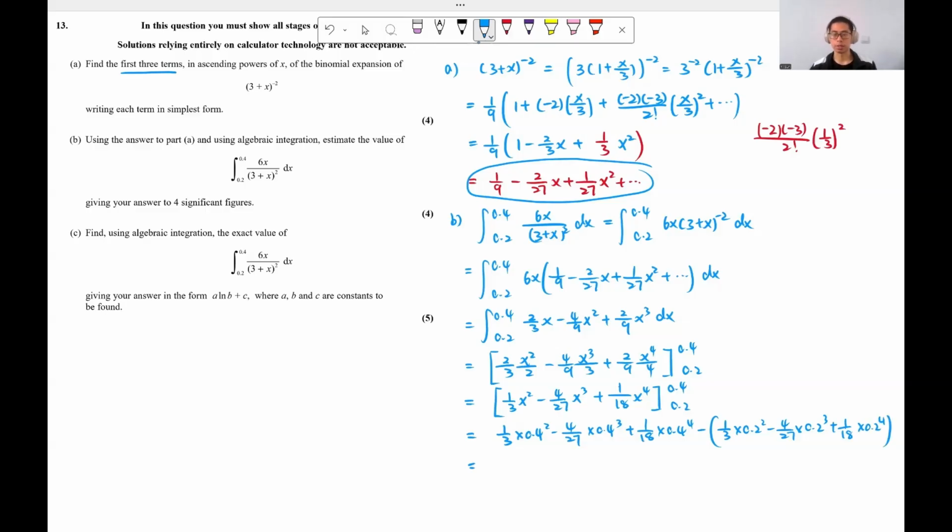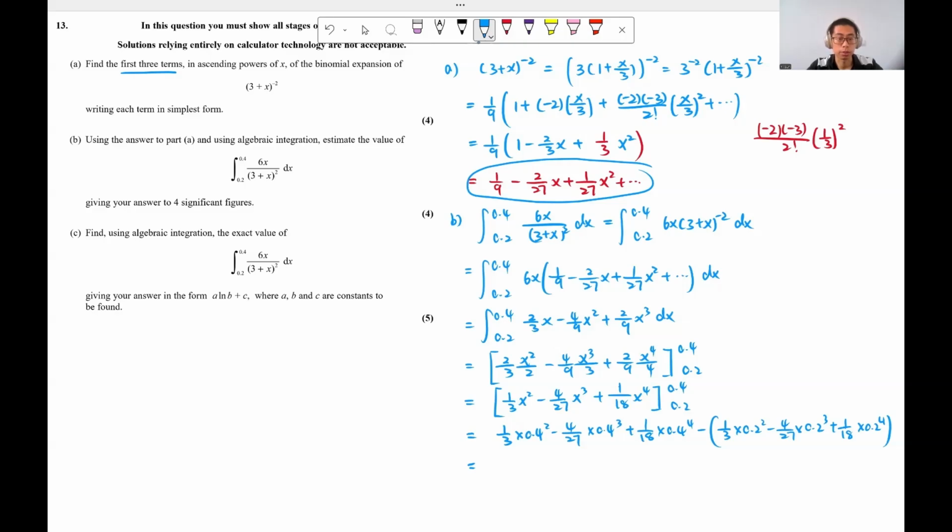So put all that in the calculator. Let me see, 1/3 times 0.4 squared minus 4/27 times 0.4 cubed, and then plus 1/18 times 0.4 to the power 4, and then minus 1/3 times 0.2 squared, and then negative make it positive, so plus 4/27 times 0.2 to the power 3, and then negative positive is negative 1/18 times 0.2 to the power 4.